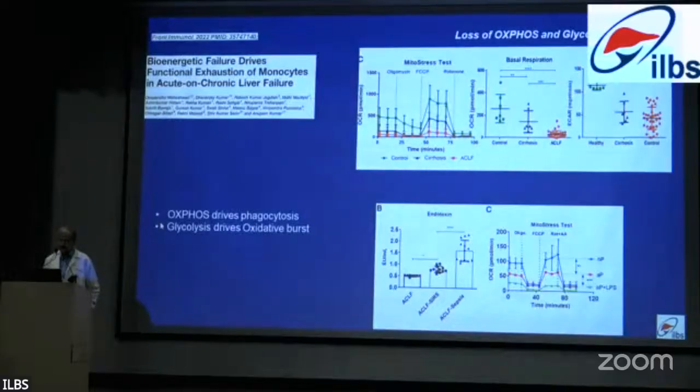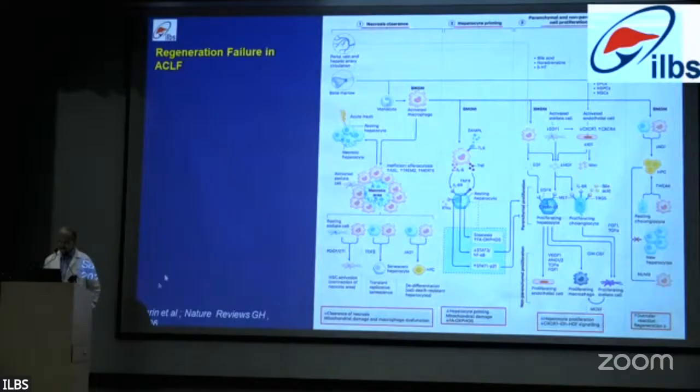So in this, Anupam also showed very beautifully that the oxygen consumption rate in patients with cirrhosis and ACLF compared to controls is markedly low. So these monocytes or macrophages have poor oxygen consumption capacity. Their basal respiration or extracellular respiration, their ability to handle the endotoxins and phagocytosis, is markedly decreased. This we summarized in a recent review in ACLF.